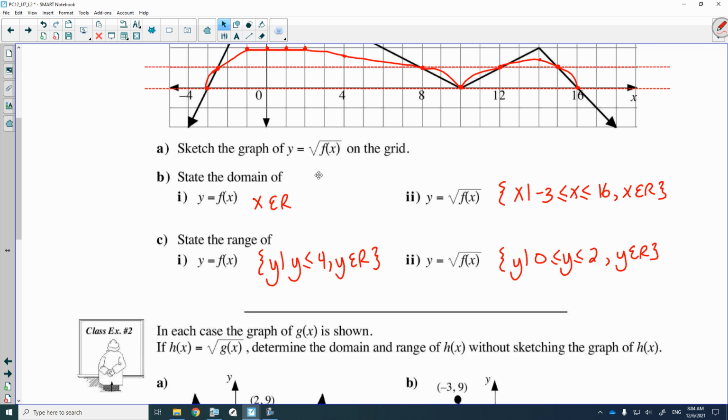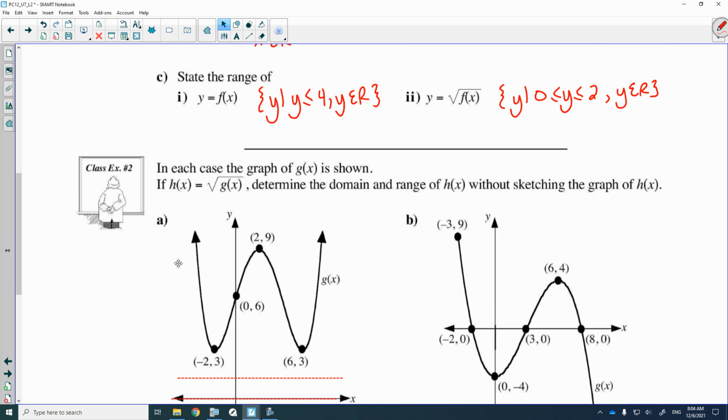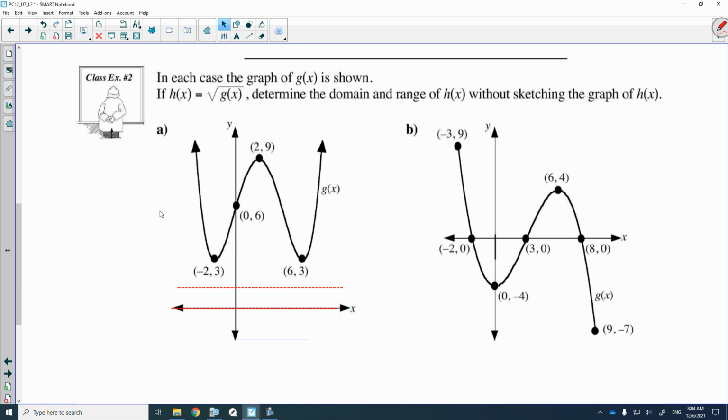Okay, let's look at the last class example, which is class example number 2. It gives us an original graph, and it says that the original graph is g of x. Then it says, what would the graph of the radical be? So put g of x underneath a radical sign, and they're going to call the radical graph h of x. They want the domain and range of h of x, and they say to not graph it, but I do find it's easiest if you do graph.